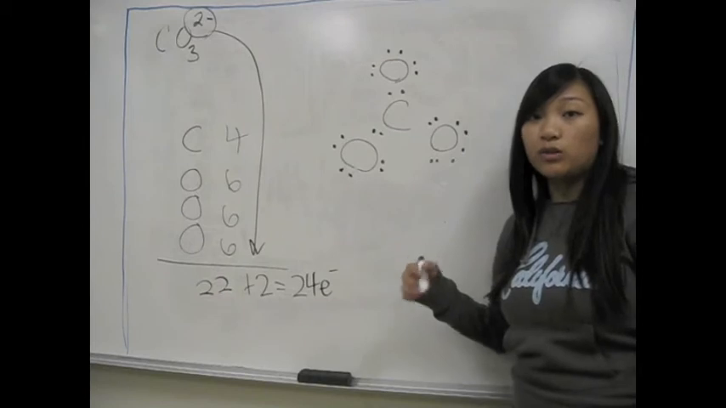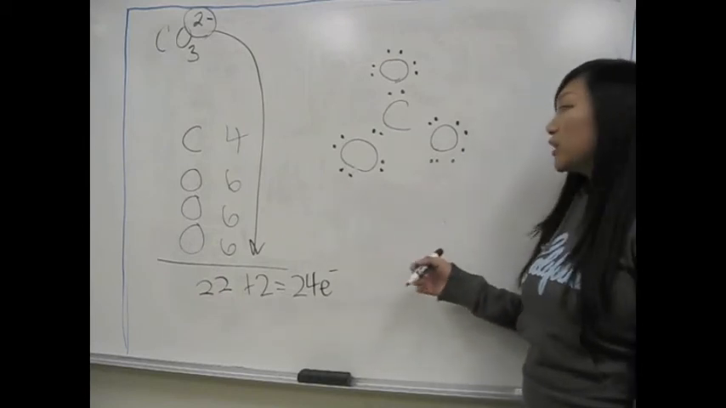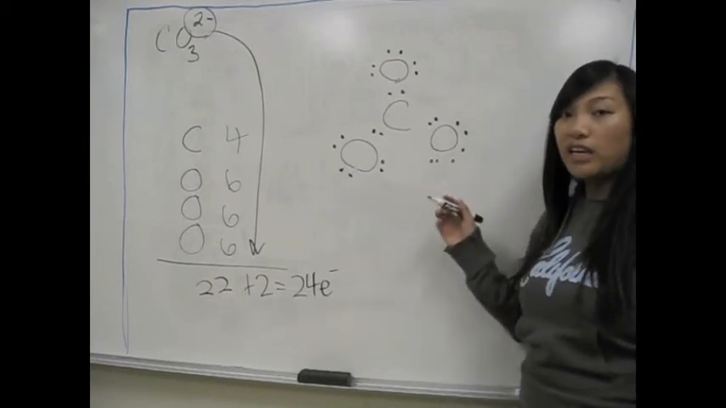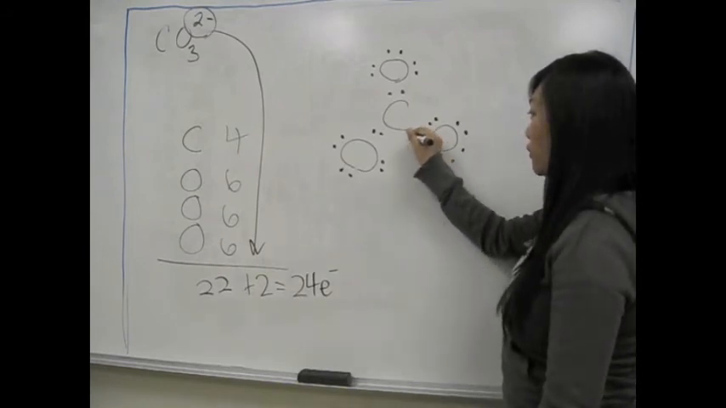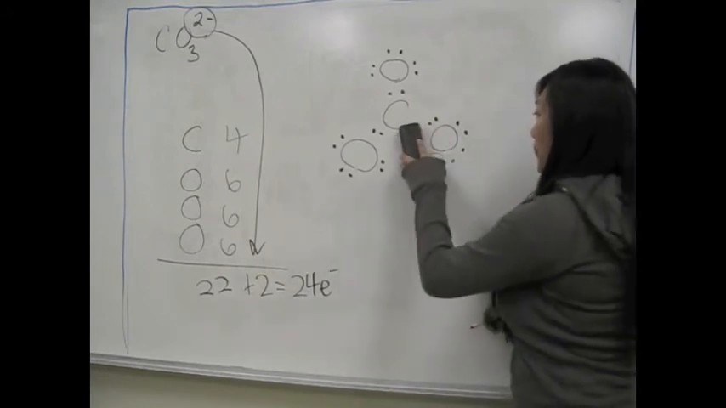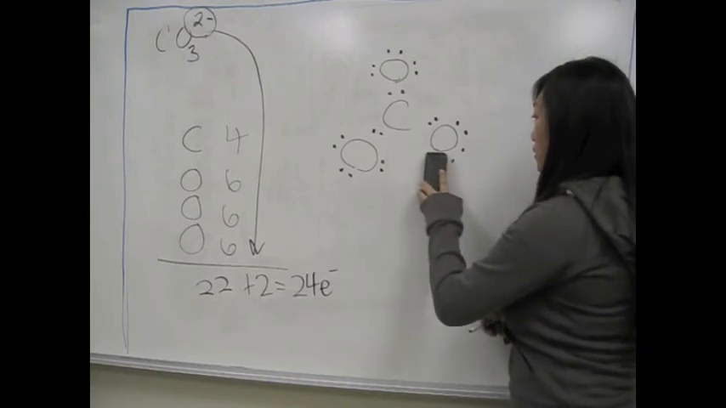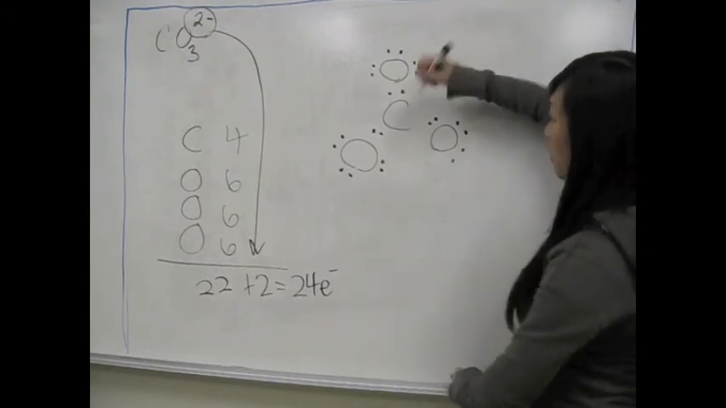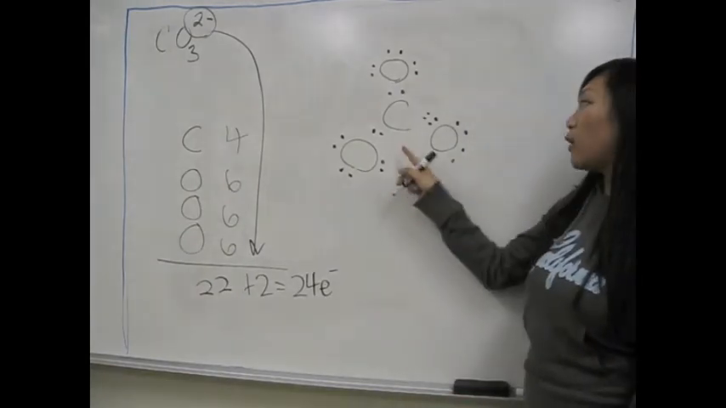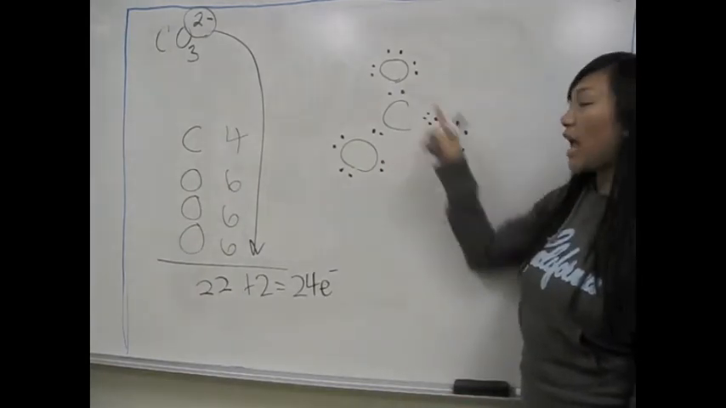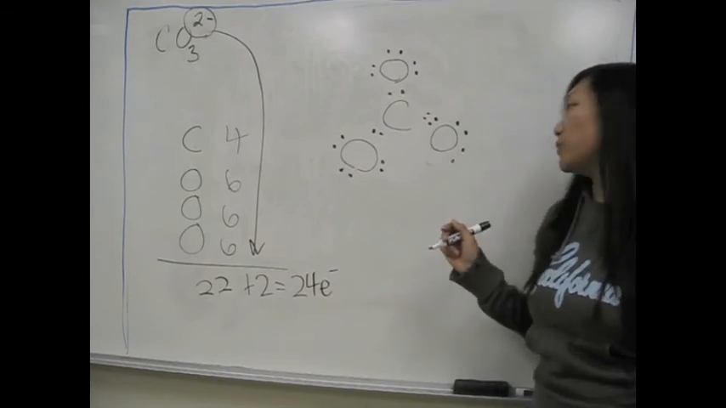So in order to satisfy it, we must move a pair of electrons from any of the oxygen atoms. So we can take this pair and move it right here. Once we have moved that pair, a double bond has now been formed. So now we have 2, 4, 6, 8 around the central atom.